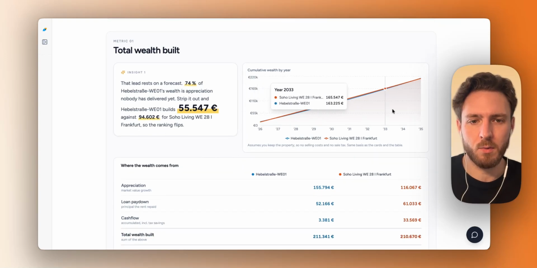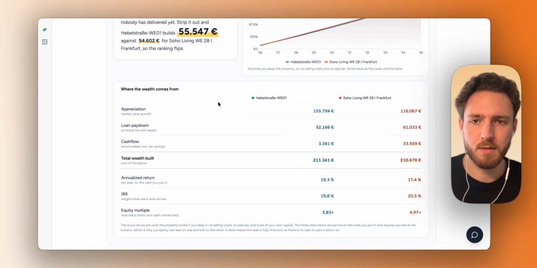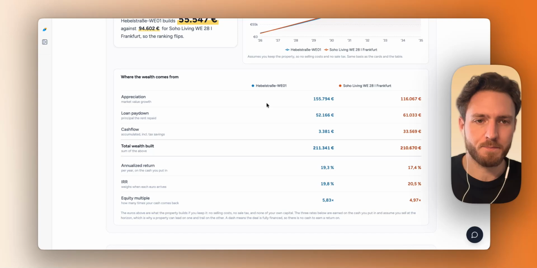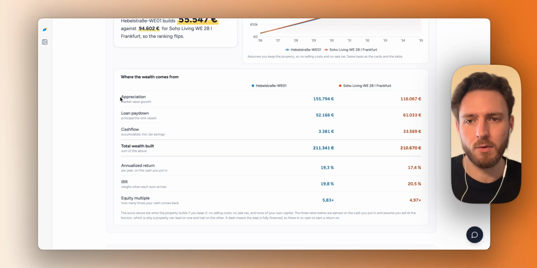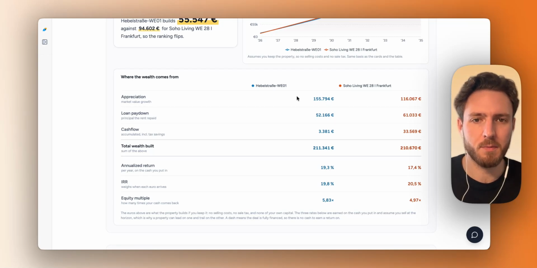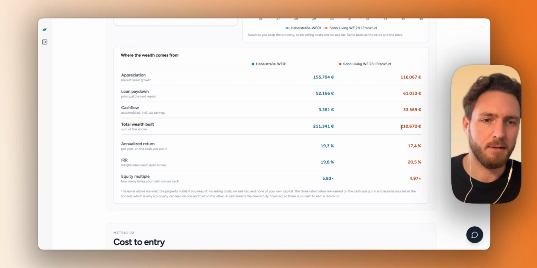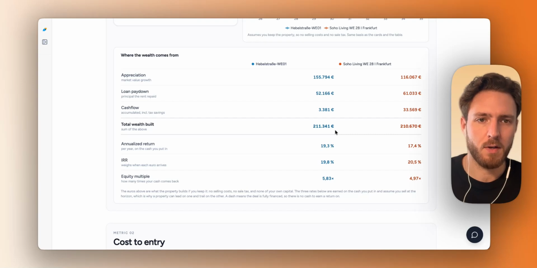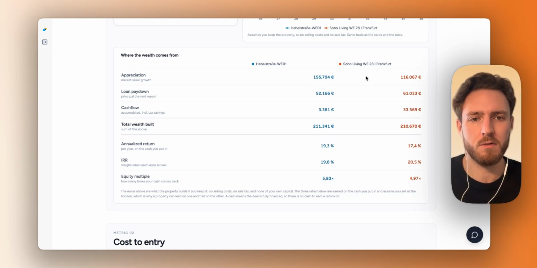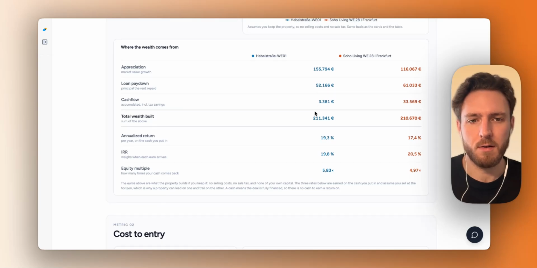And then you have a total wealth built. You have these different tables with the different avenues. For example, here where the wealth comes from. This would be a bigger appreciation play. Here you would have much more cash flow, right? At the end, they would come out roughly the same. Why? Obviously, then you have to go in. Maybe we assume the higher appreciation rate for this one, etc.